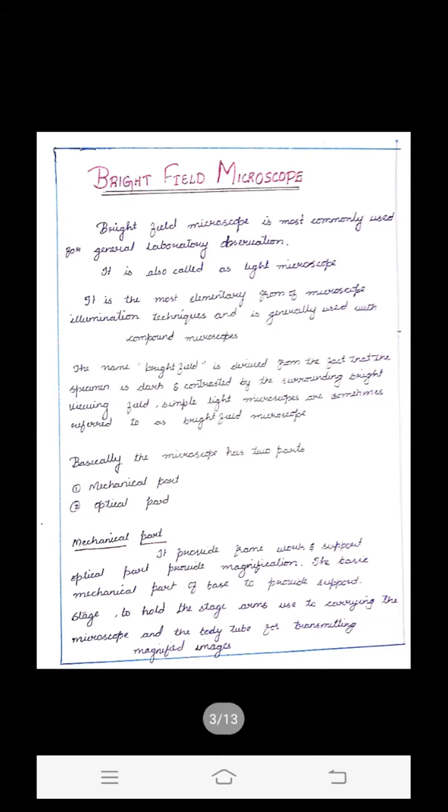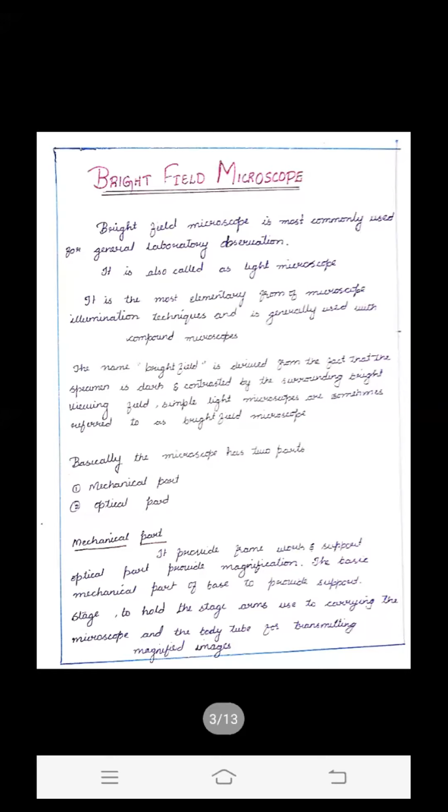The name bright field microscope is derived from the fact that the specimen is dark and contrasted by the surrounding bright field. Simple light microscopes are sometimes referred to as bright field microscopes.